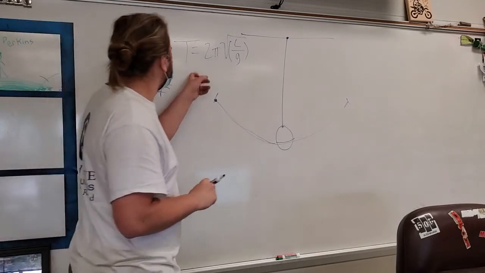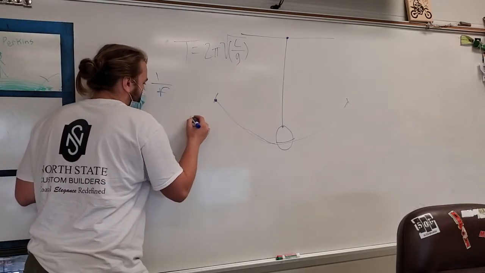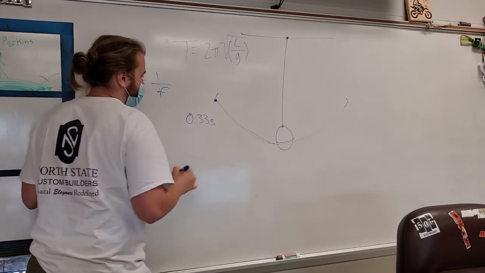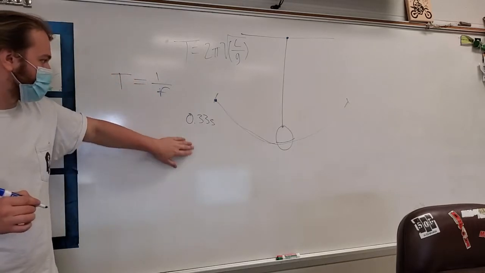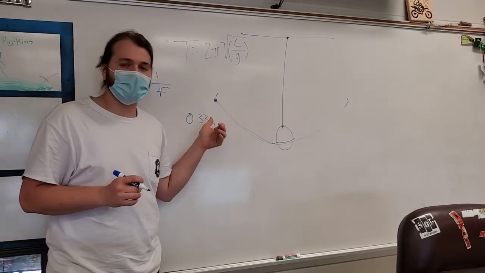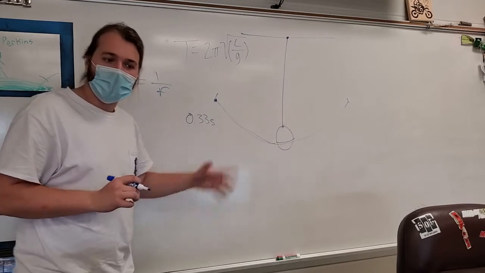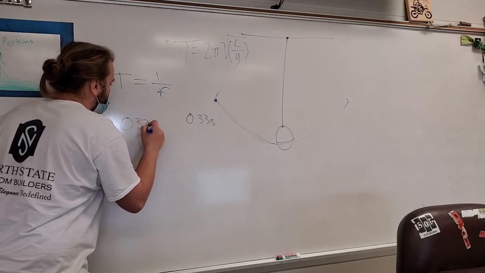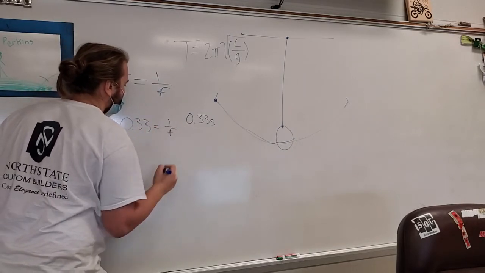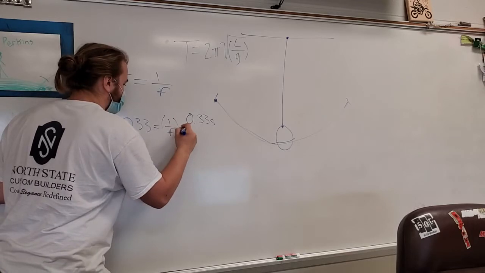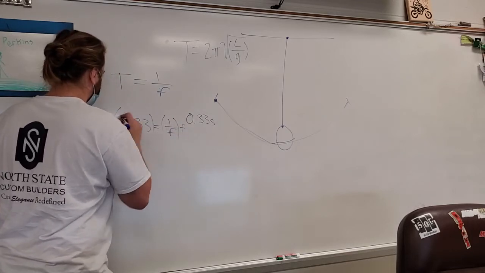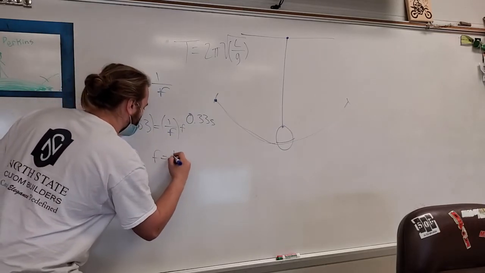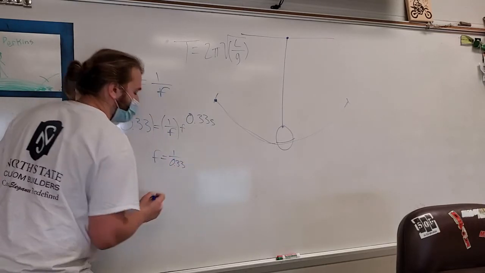So let's say we had a period of 0.33 seconds. All right, it takes 0.33 seconds for this to make one swing. What is our frequency? Well, we'll say, okay, 0.33 is equal to 1 over our frequency. Let's multiply by f on both sides. Okay, so now we have f times 0.33 is equal to 1. So say, okay, f is then equal to 1 over 0.33.